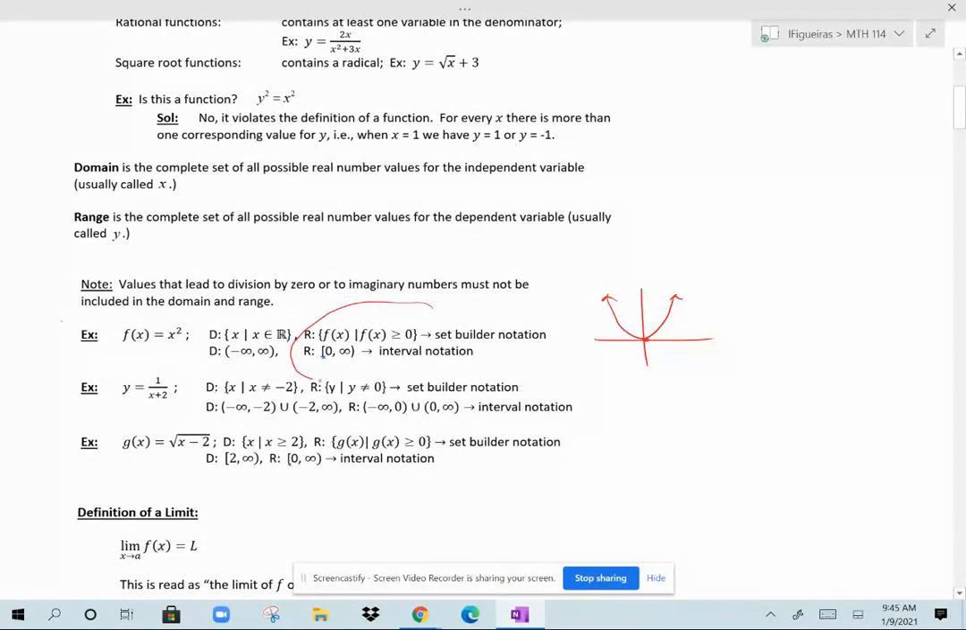Here are two different notations. Set builder: f of x is greater than or equal to 0. And with interval notation, it's the square bracket 0 to infinity, which means include 0 in the range, and then all values greater than 0.